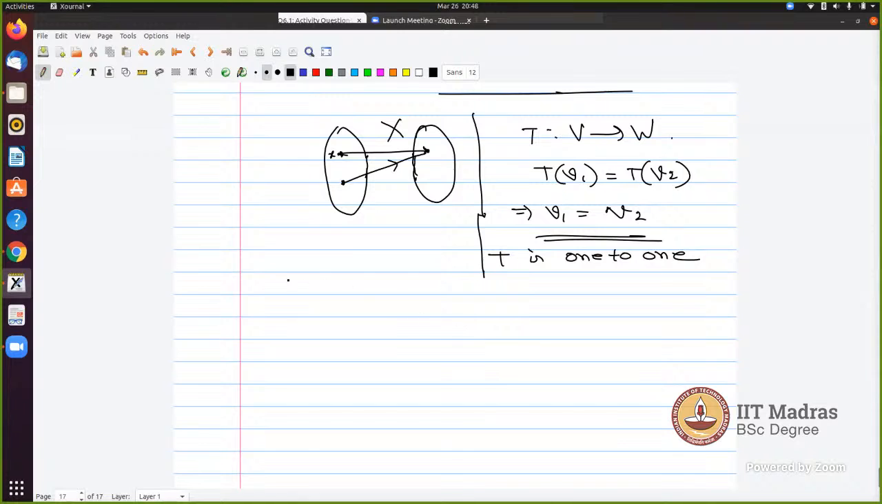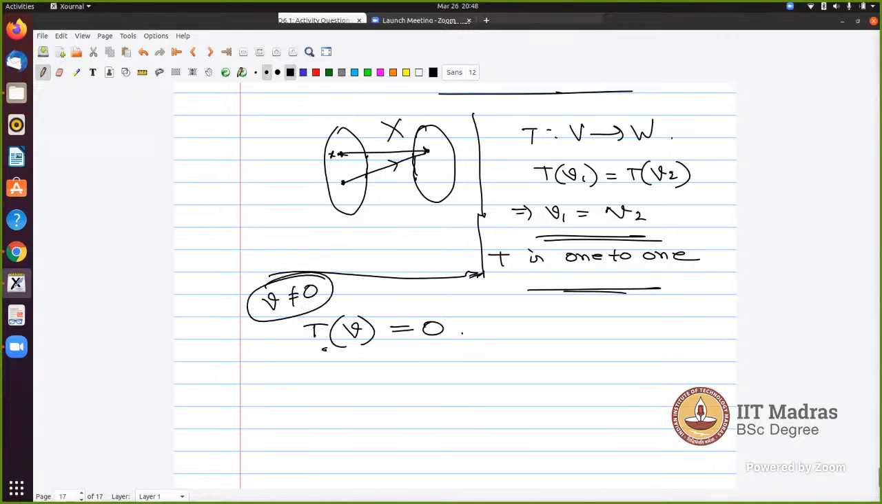Now, linear transformation gives you a further advantage because here everything happens linearly. From this definition, we can derive that if only 0 is going to 0, and no other element is going to 0, then T is one-to-one. If some non-zero vector v is going to 0, then T is not one-to-one.